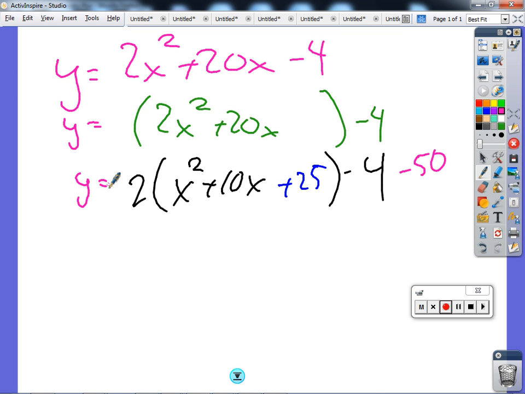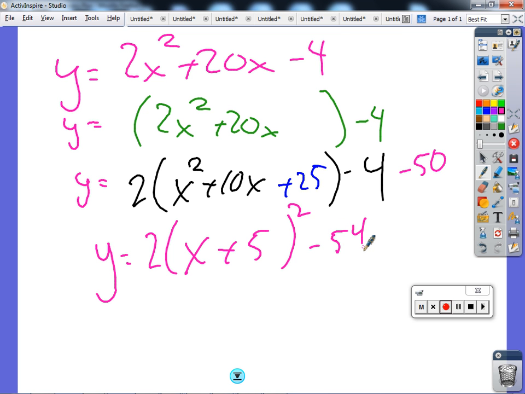So let's now write our equation in vertex form. Okay? Vertex form would be y equals 2. What does this trinomial become? x plus 5 squared, right? Because that was a perfect square trinomial. So a perfect square trinomial goes down to the binomial squared, right? And then what's negative 4 minus 50? There you go.